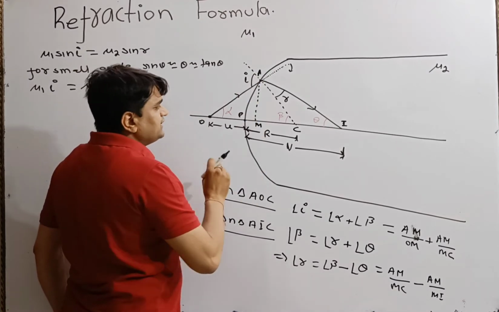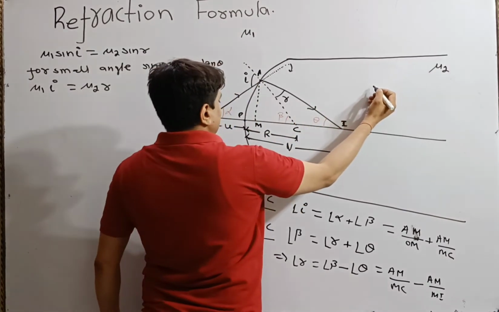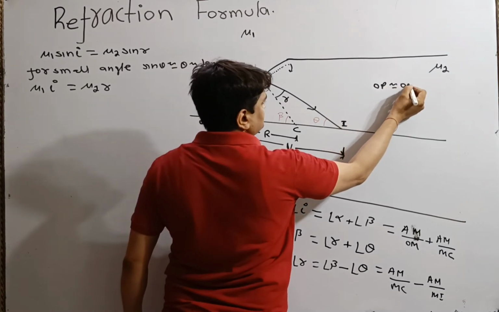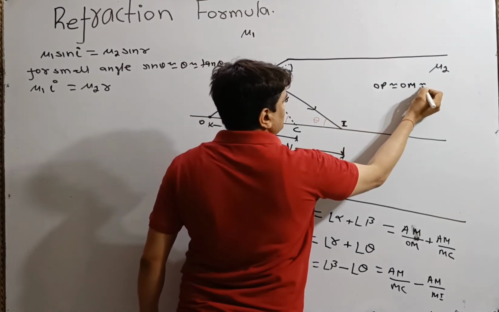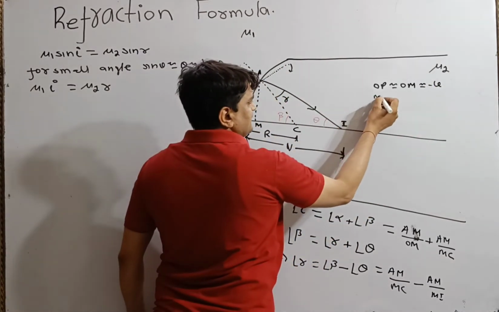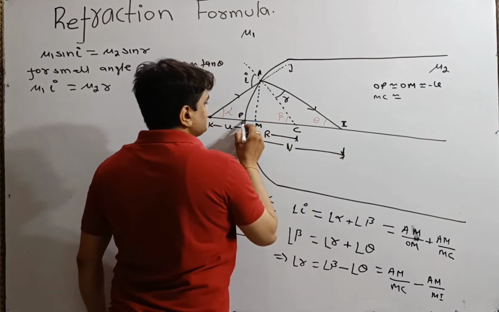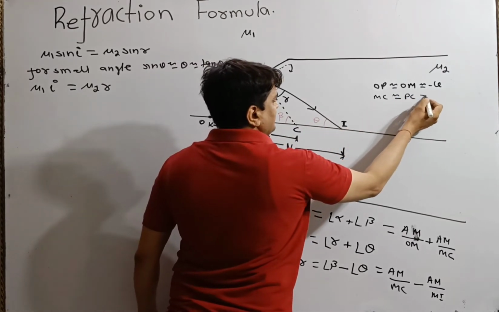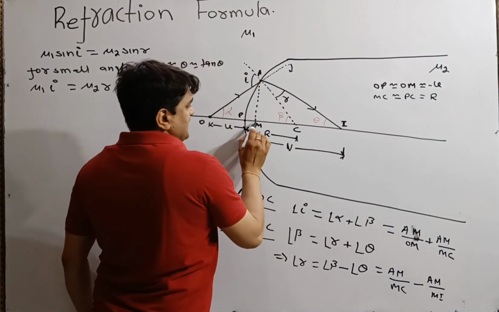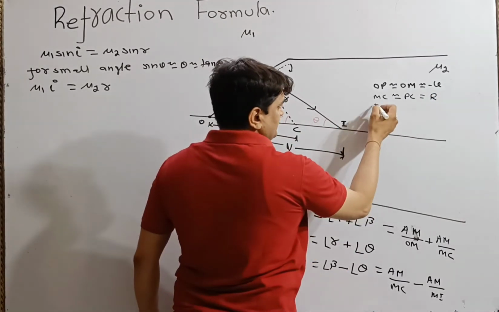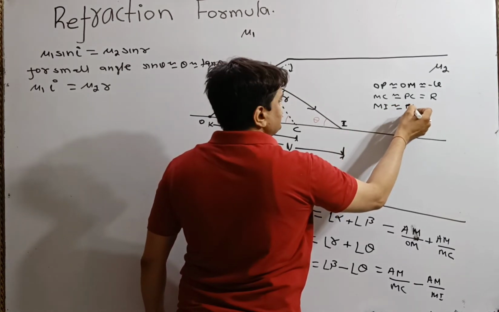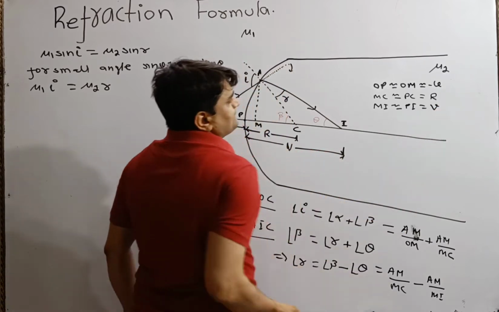Okay. Now let's make an assumption, because this length is very small, because we consider the spherical surface very thin, we can consider OP as OM, and that is equal to minus U. MC can be considered as PC, and that is nothing but R. And MI can be considered as PI, and it will be V.